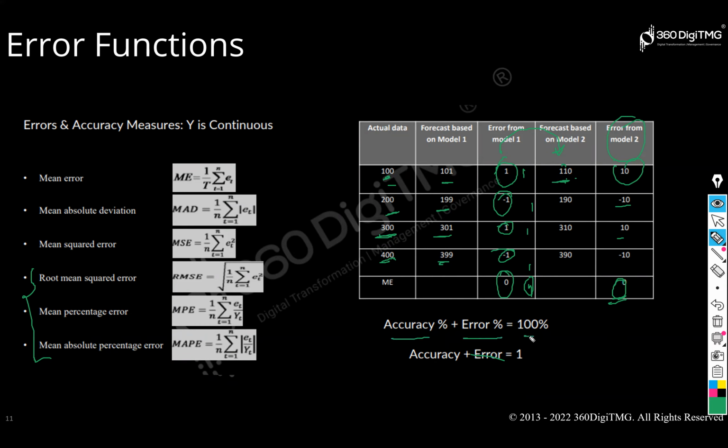Accuracy and error, if I add them, it should be 100%. Accuracy plus error is equal to 1. This is an important criterion to be remembered. Accuracy plus error equals 1.